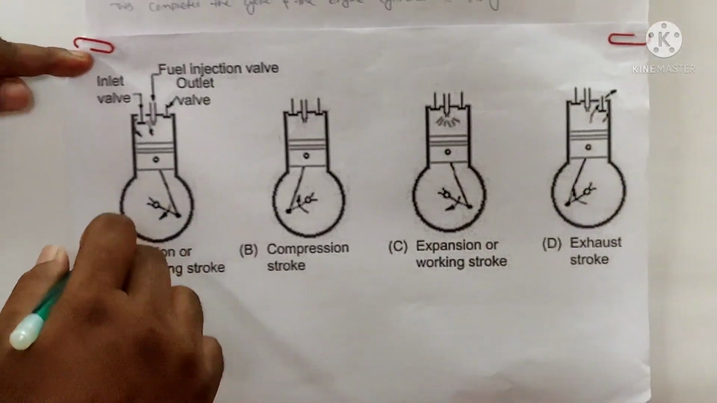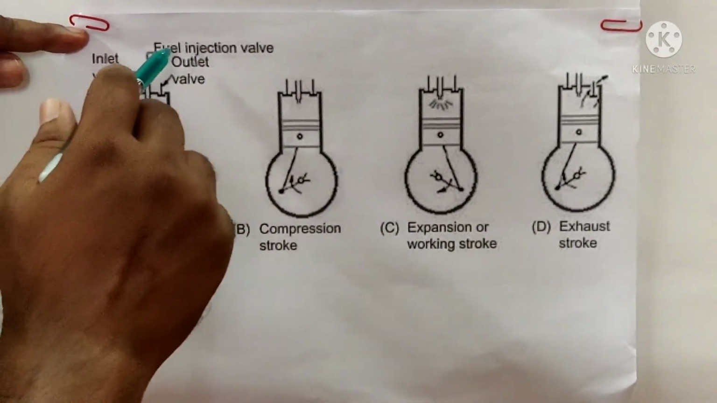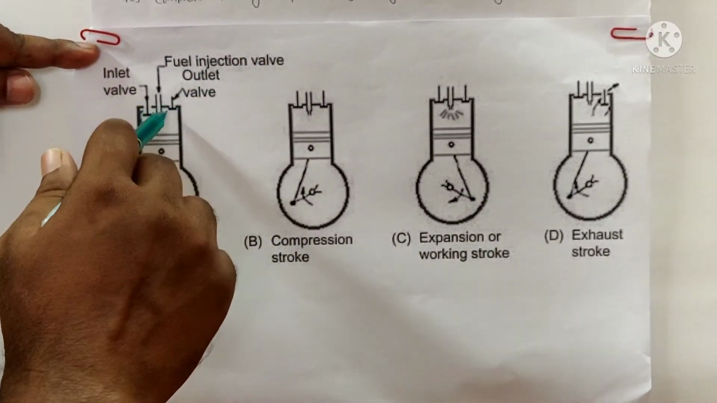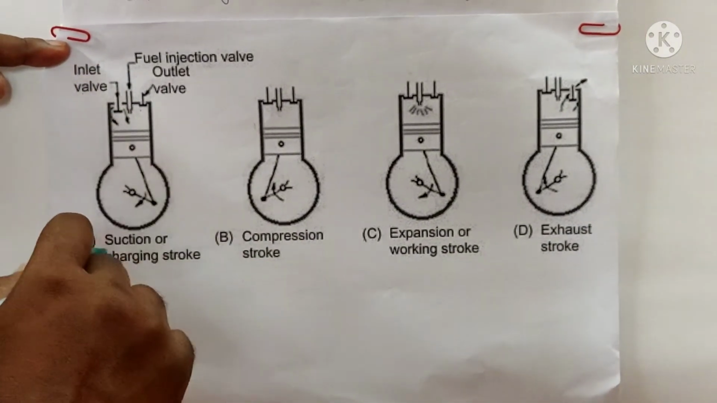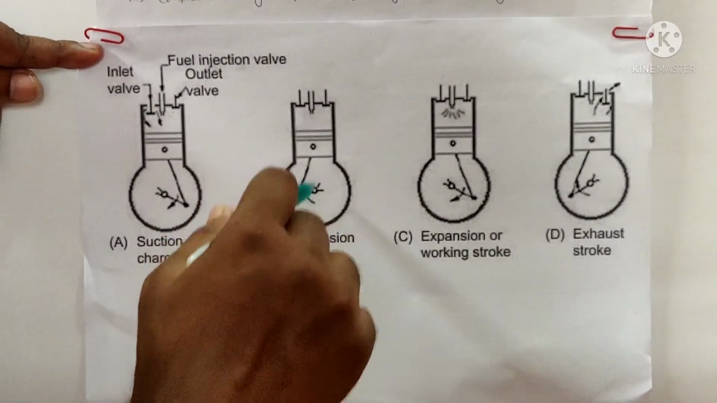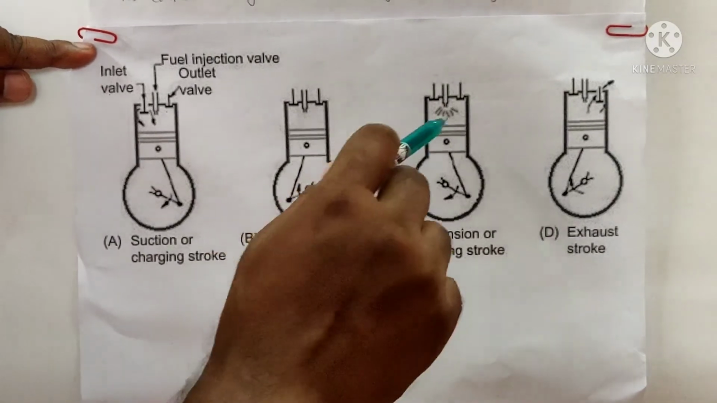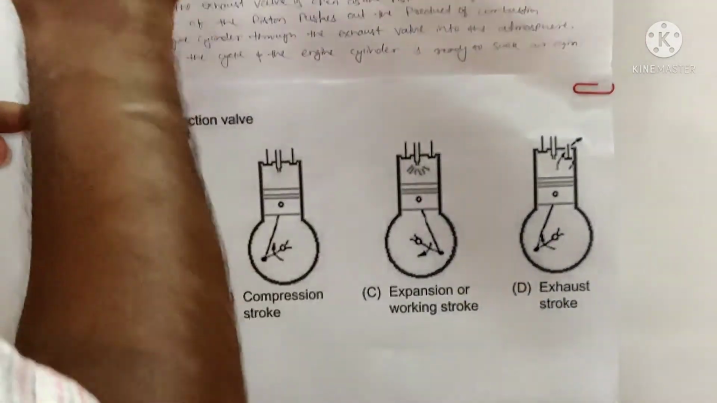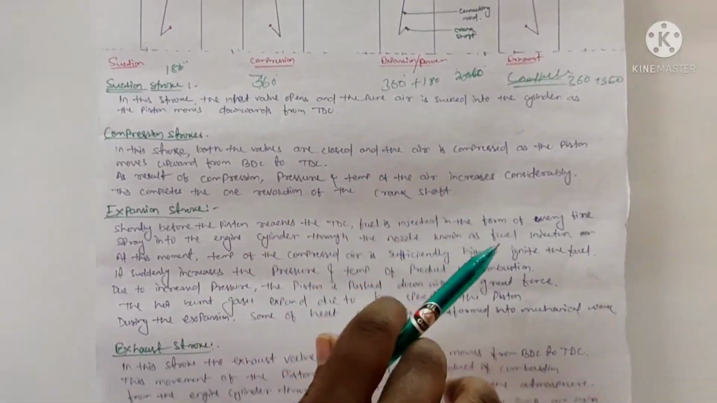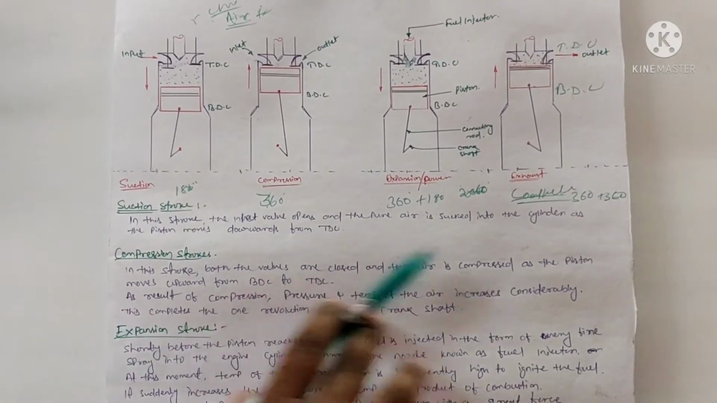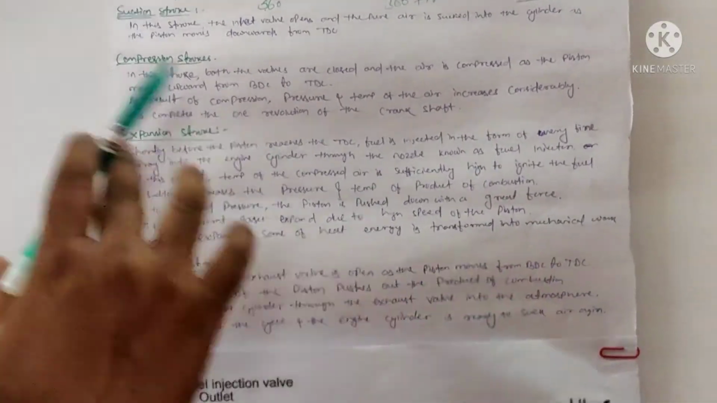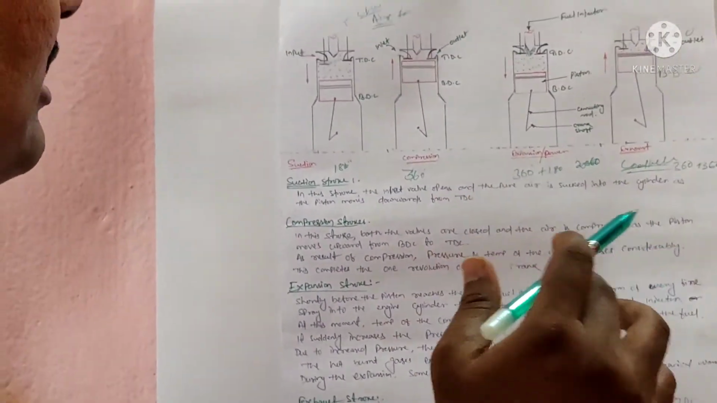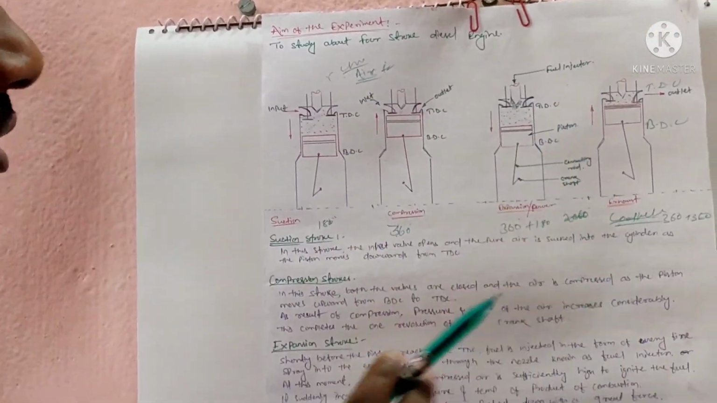This is your schematic diagram of the diesel engine. This is your inlet valve, fuel injection valve, and outlet valve. This process is the suction or charging stroke. This is your compression stroke, this is your expansion or working stroke, and the last one is your exhaust stroke. In this manner, a diesel engine will work, and this is your figure. This is the theoretical points, and this is your schematic diagram. So in this manner, we can conclude the study of the 4-stroke diesel engine.